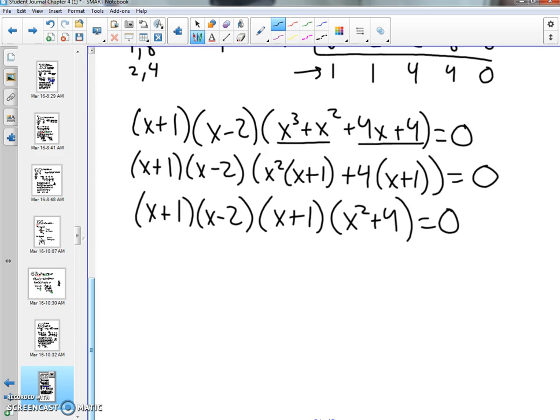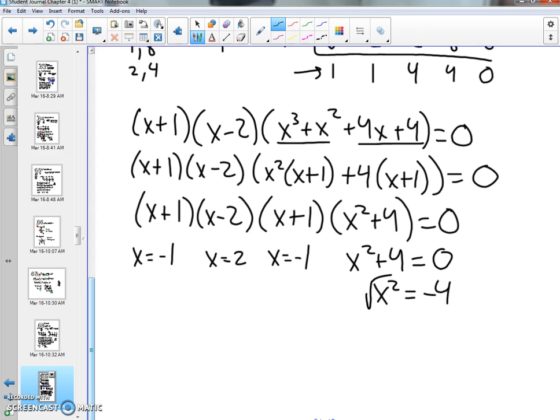So I have to think about, is this factored completely? And yes, it is. X squared plus 4 cannot be factored anymore because a times c is 4. No factors of 4 will cancel each other out to give me 0 as my middle term. So when I solve, I get x equals negative 1, x equals 2, another x equals negative 1. Now I want to think about x squared plus 4 equals 0. So x squared equals negative 4. So when I take the square root, I get x is plus or minus 2i.